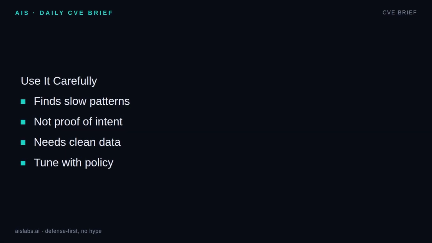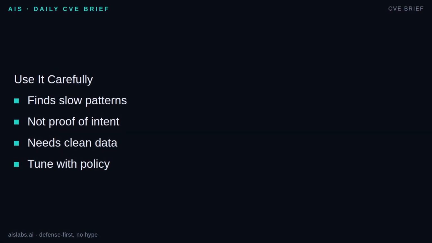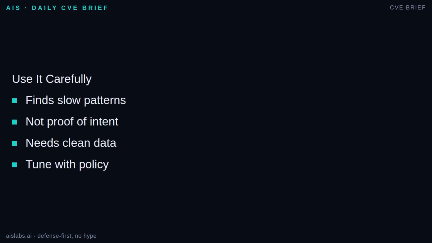The strength is accumulation. UEBA is built for low and slow patterns where each event looks ordinary alone. It can surface compromised accounts, misused privileges, risky service accounts, and insider risk patterns. It also helps analysts prioritize. A ranked behavior case beats 50 disconnected low alerts.